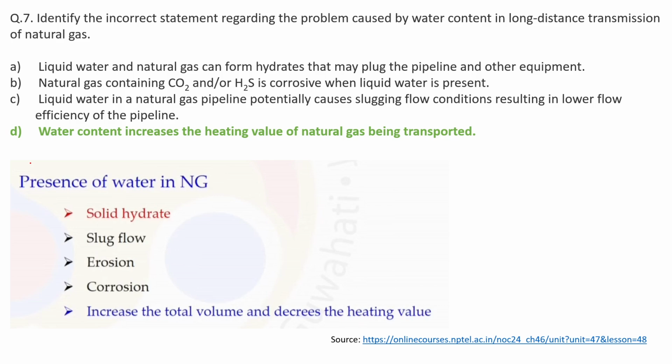The first statement says that liquid water and natural gas can form hydrates that may plug the pipeline and other equipment. This is a correct statement, as it will form solid hydrate. Next, natural gas containing CO2 and H2S is corrosive when liquid water is present, which is also correct, as it causes corrosion. Liquid water in natural gas pipeline potentially causes slugging flow conditions resulting in lower flow efficiency of the pipeline. So it does form a slug flow. And finally, that water content increases the heating value of natural gas being transported. This is not correct, as it increases the total volume and decreases the heating value. So option D is the incorrect statement.